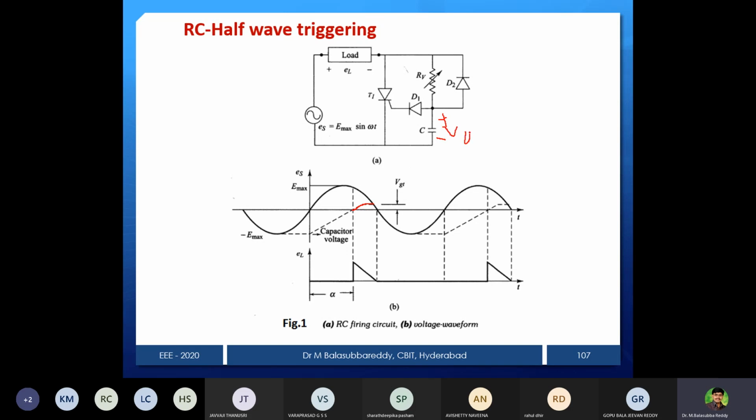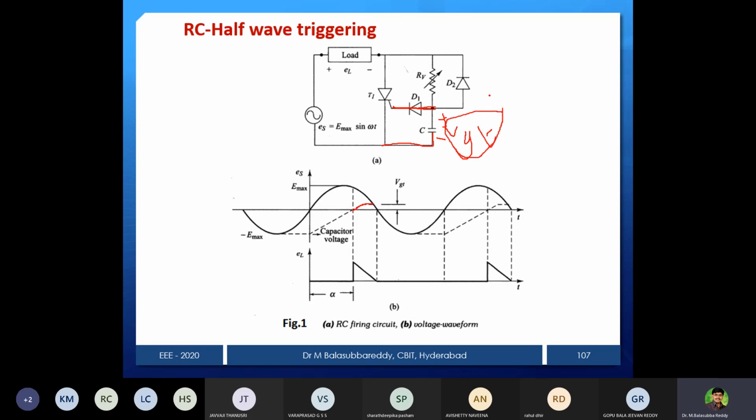If it reaches VGT, then the diode will be forward biased. If the diode is forward biased, then the capacitor's upper plate is directly connected to the gate and the lower plate is directly connected to the cathode. So therefore, the voltage across gate and cathode is equal to VGT. Our problem is solved.